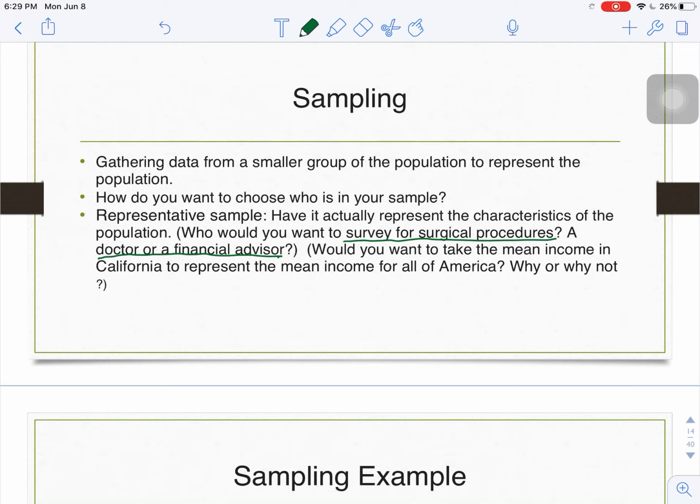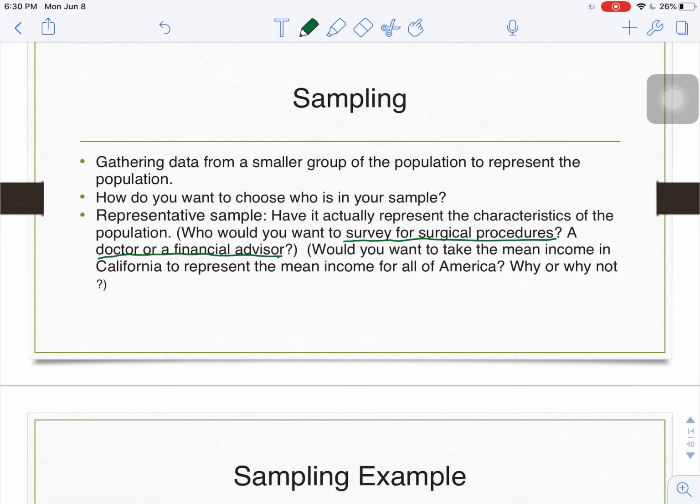So there again is that example. Would you rather survey a doctor or a financial advisor? And then another question is, would you want to take the mean income of California to represent the mean income of all Americans? With the mean income of California, it is significantly higher because the cost of living is also significantly higher. So looking at the mean income in California to represent the entire population of the United States may not be the best strategy.